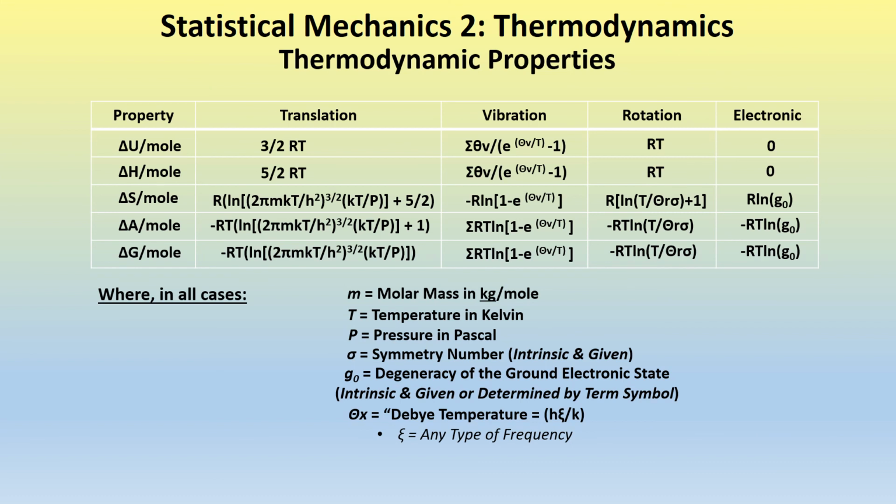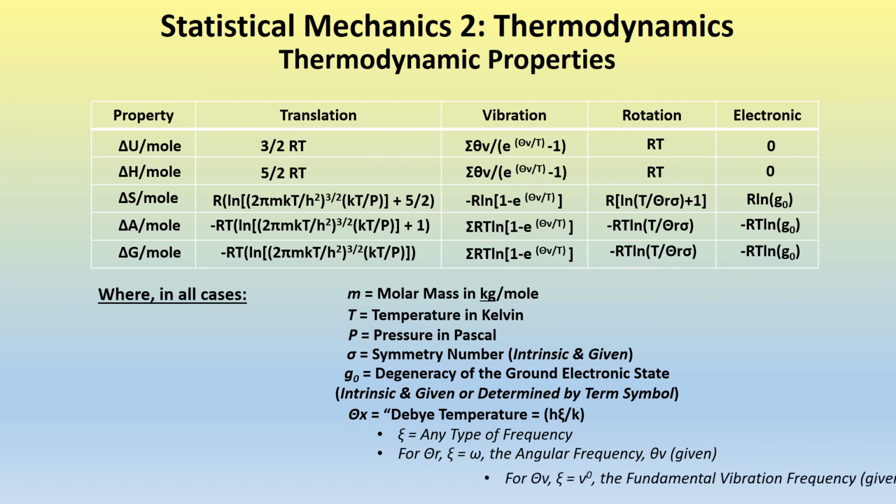For the vibrational Debye temperature, theta V, eta is equal to the fundamental vibrational frequency of that molecule, nu 0, which is also a given. So essentially, the Debye temperature simplifies things by throwing a couple of constants, h and k, into one. And it also represents, in all cases, theta over T, what percentage of the maximum energy a molecule happens to be at.